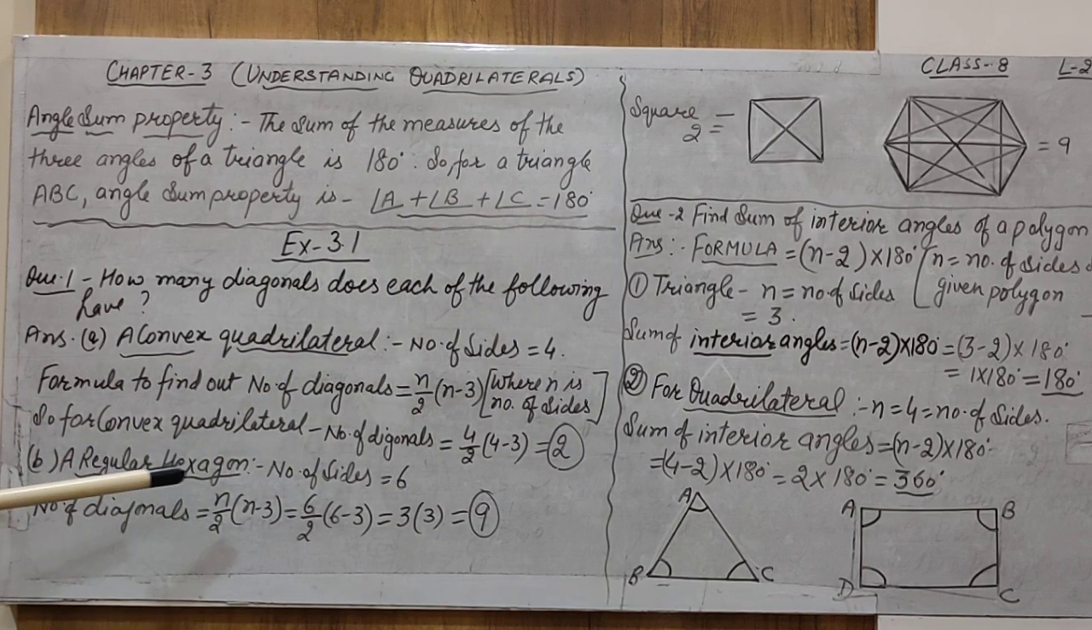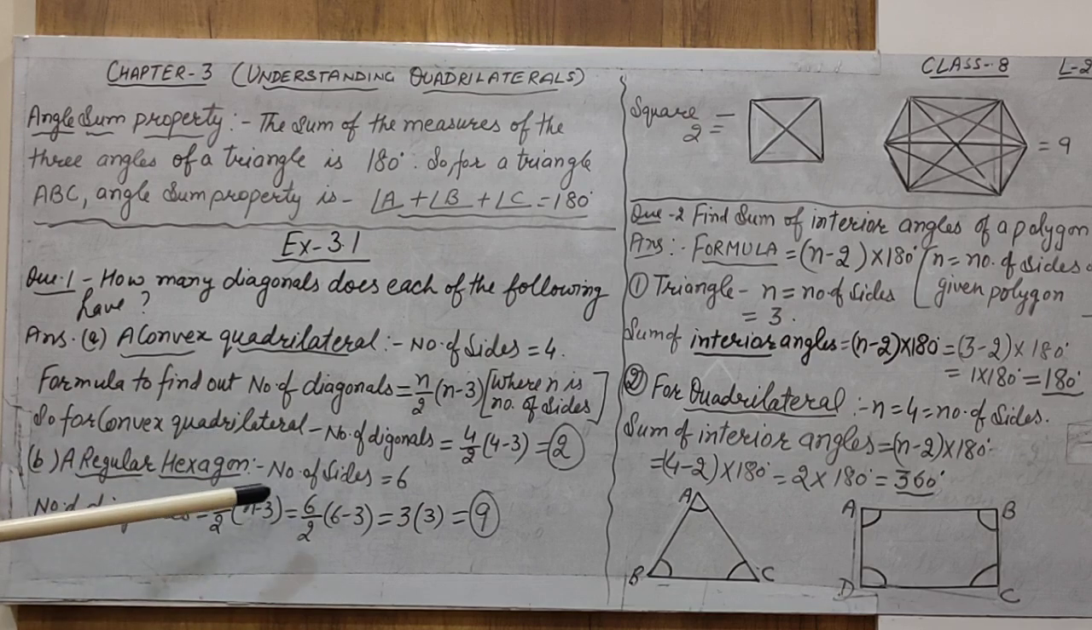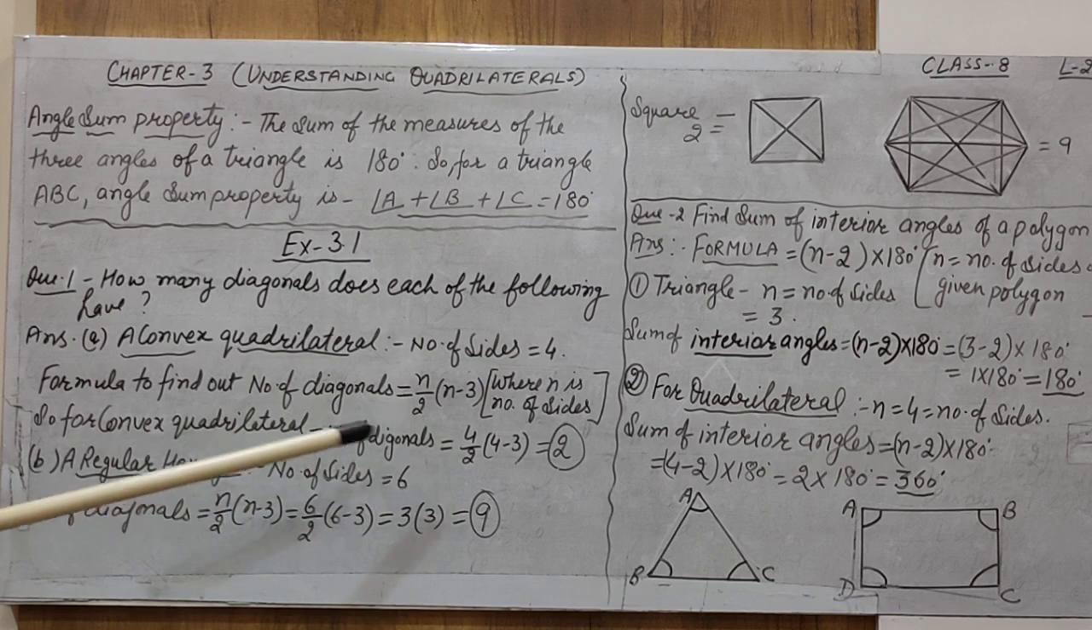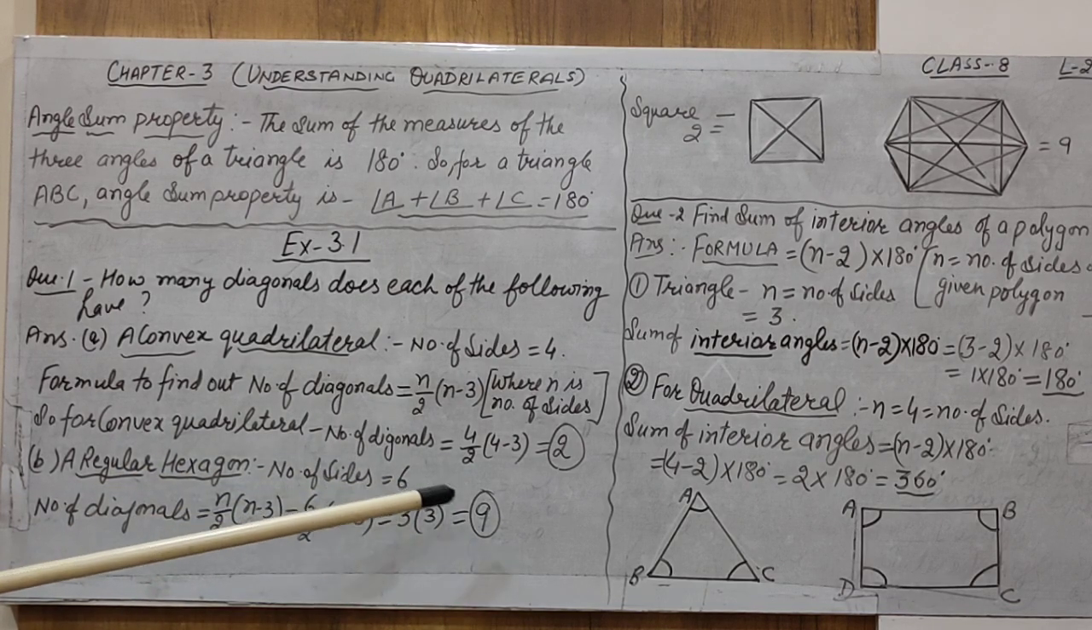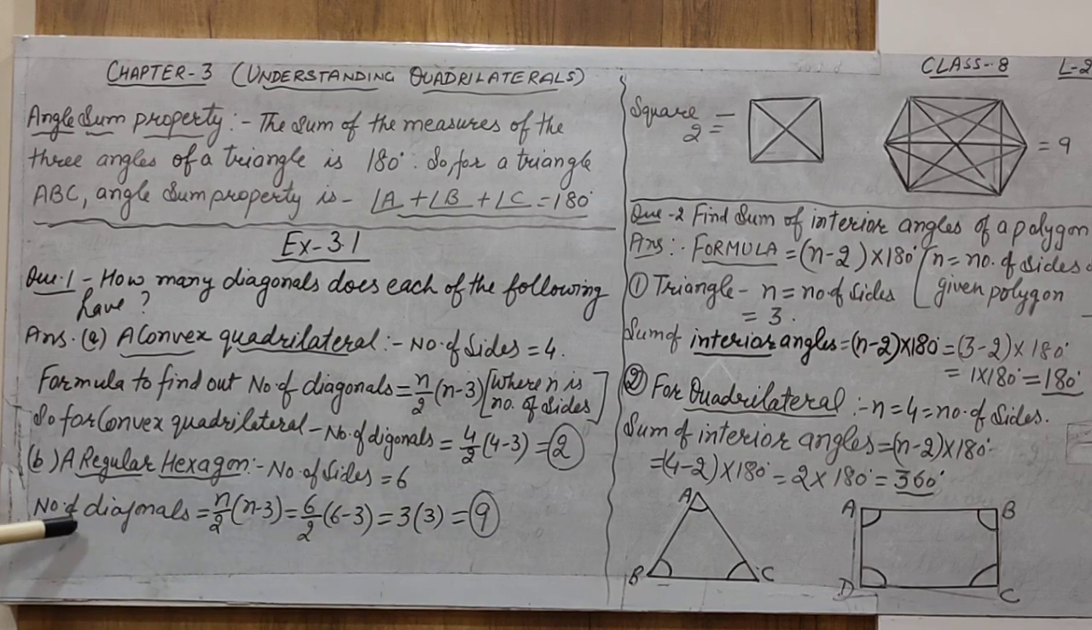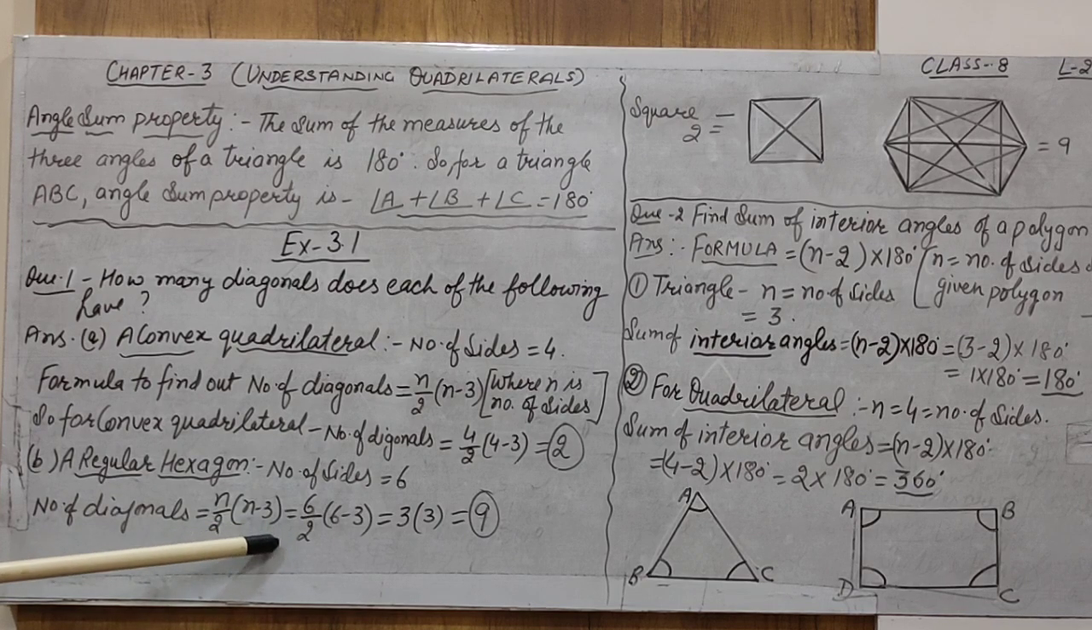Next is a regular hexagon. Regular hexagon means in which all the sides are equal, or we can consider any hexagon. Now the number of sides in the regular hexagon is 6. Hexagon is a polygon in which the number of sides is 6. So we are using only the number of sides to find the number of diagonals. What is the formula to find the number of diagonals? n by 2 multiplied with n minus 3. This is the only formula used for finding the number of diagonals for all polygons.